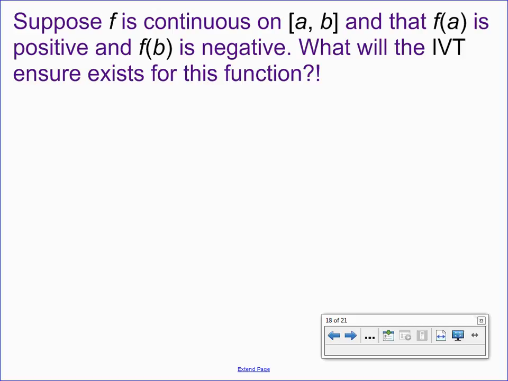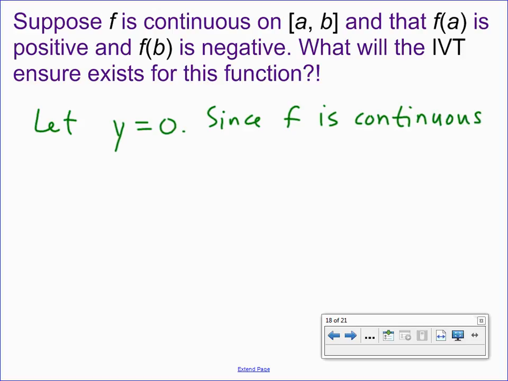So how could we write something like that? Suppose f is continuous on a and b, and that f at a is positive and f at b is negative. What will the intermediate value theorem ensure exists for this function? Let's let y equal 0. Since f is continuous, that we're given, and y is in between f of b and f of a. I switched the order there just because they said negative for f of b, so I did less than, right, increasing order.